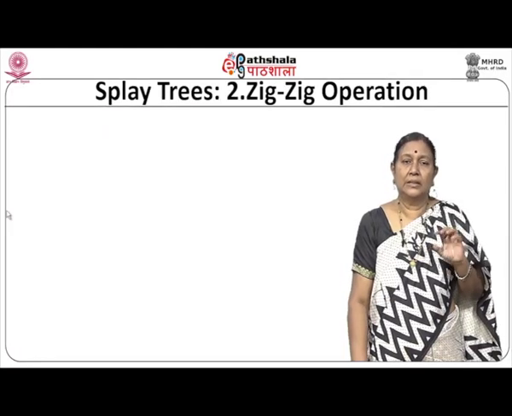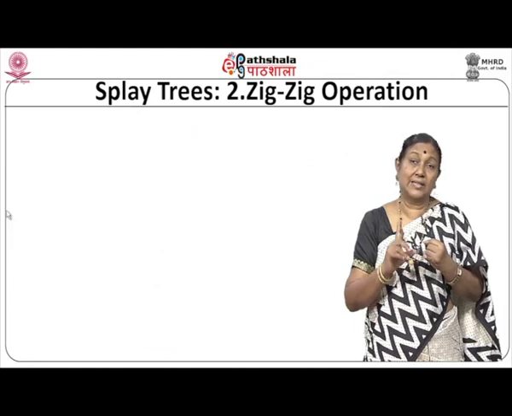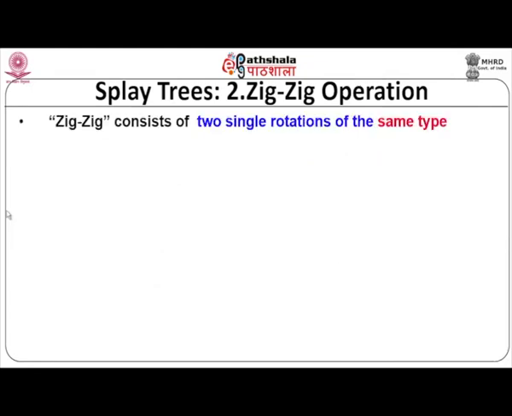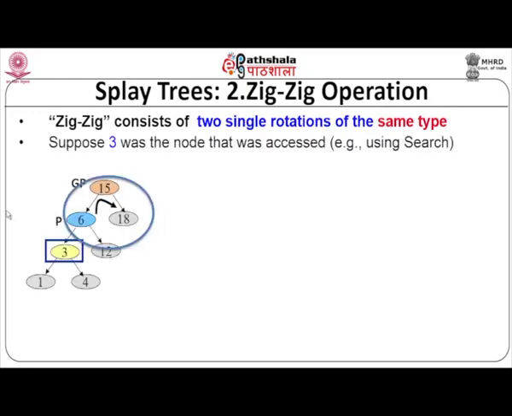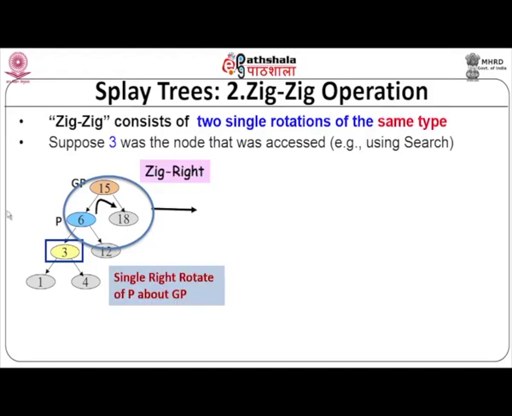Next, let us go to the zig-zig operation. That means it is a double rotation. These are 2 single rotations of the same type, zig. So, here suppose 3 was the node that was accessed using search. We are using search for simplicity here. Now 3's parent is 6 and grandparent is 15, which we see here. And so first what you do, if both are the same operation, you first do the parent. Now, this is the difference.